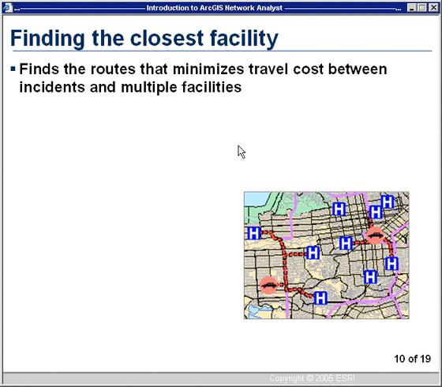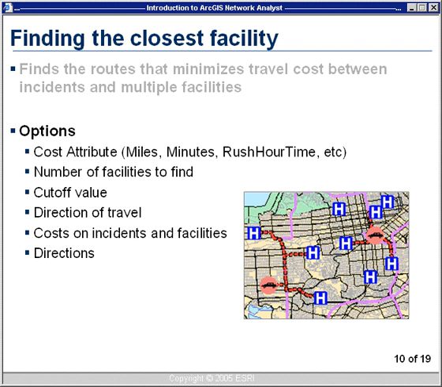Another use of Network Analyst is finding the closest facilities to one or more incidents. This is commonly used for emergency vehicle dispatch because it finds the route that minimizes the travel costs between each incident and facility. You might also use this to find routes between patients and healthcare providers, customers and stores, or to find the 3 closest ATMs to a person. Once again, there are several options you can set depending on your situation.